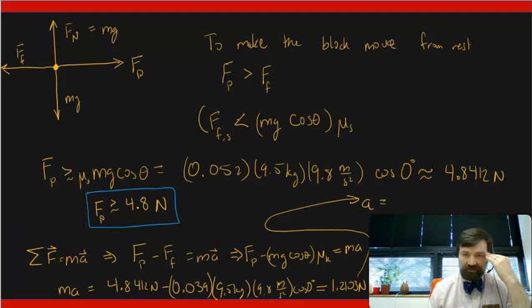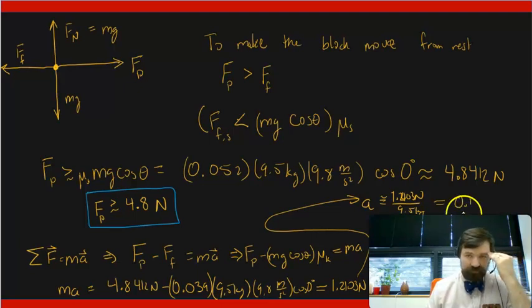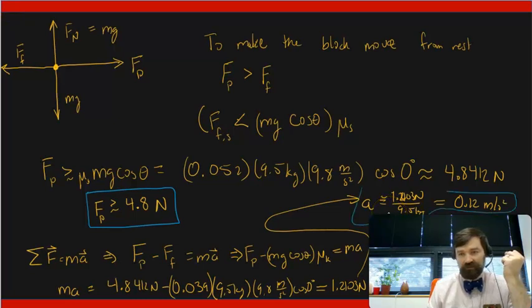Therefore, acceleration is about 1.2103 newtons divided by 9.5 kilograms. So if we divide by 9.5, we end up getting 0.1274 meters per second squared. And so that ends up being your acceleration for this problem.